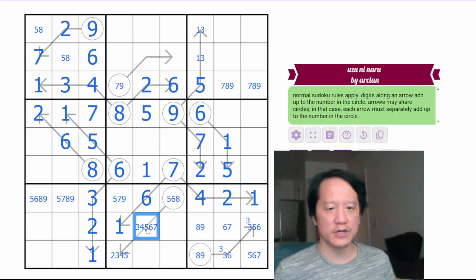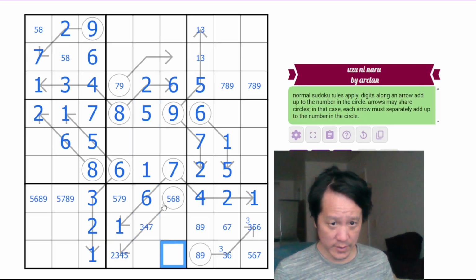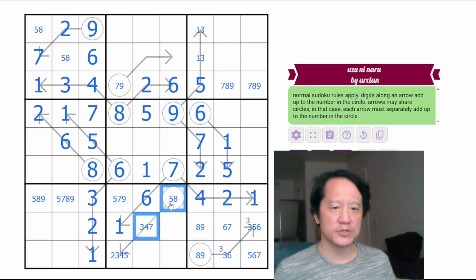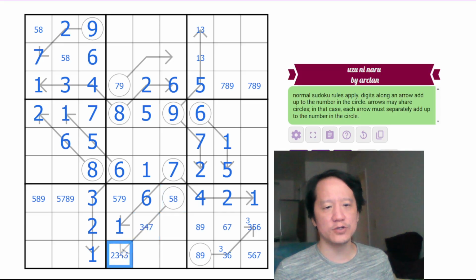So no 1 here, no 6 here. No 5 here because of 5 in the column. 6 eliminates 6 in the rest of the row. So this is either 5 or 8 here. Well, 7 can no longer be here because 1, 2, and 7 at minimum add up to 9. So this has to be 3 or 4.